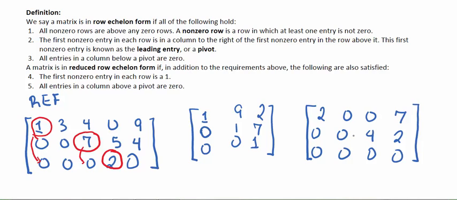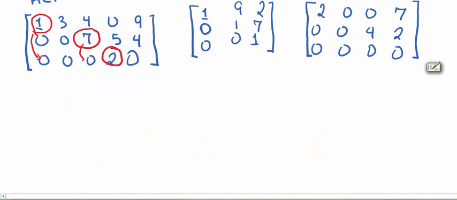So to be in reduced row echelon form, we need those three properties, along with two more. That first non-zero entry in each row should be a 1, so my pivot, or leading entry, should be a 1 in each row. And then the last thing, all entries in a column above a pivot are also a 0. So not only do the entries below the pivot have to be 0, but above it must also be a 0.